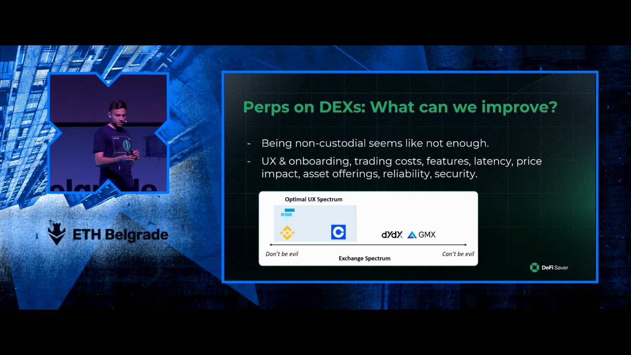Or if we take a look at this graph, the goal would be to move this optimal UX that we can find on centralized exchanges to the right-hand side, or should I say to the can-be evil side.